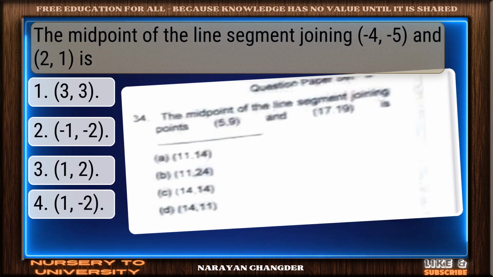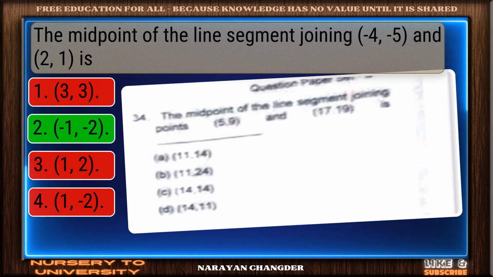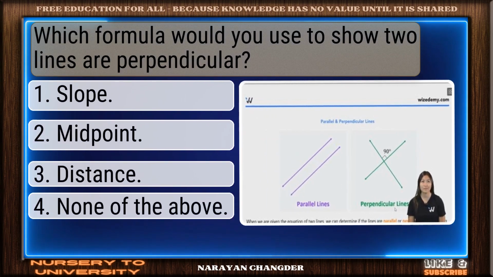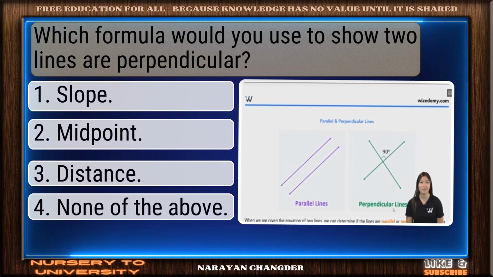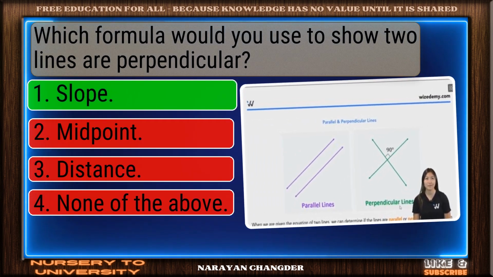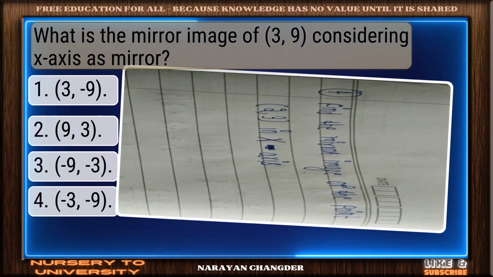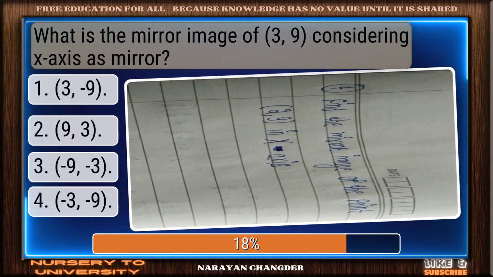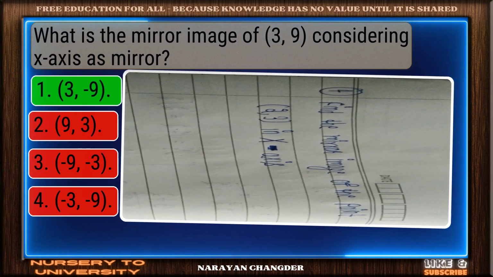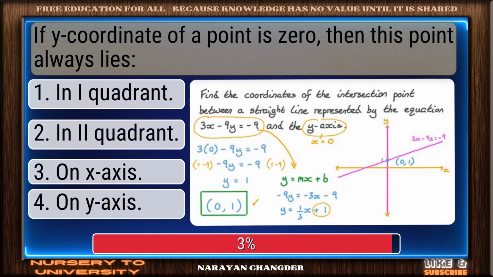The midpoint of the line segment joining and is. Smart pick is correct. Which formula would you use to show two lines are perpendicular? Nice selection. Slope is correct. What is the mirror image of the point, considering the x-axis as mirror? Well picked is correct. If the y-coordinate of a point is 0, then this point always lies.